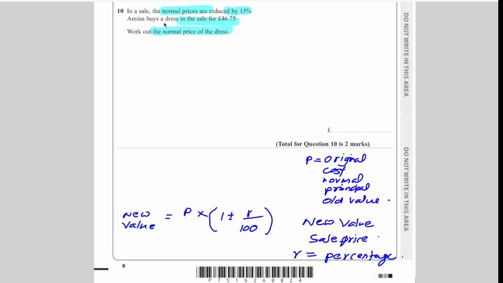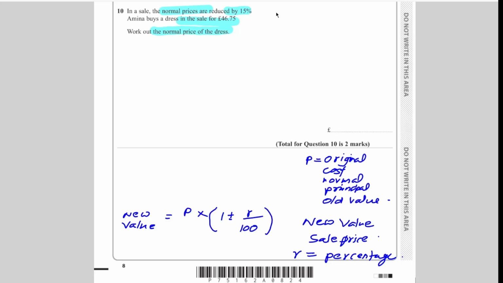In a sale, the normal prices are reduced by 15%. Then the old value, or the original value, is the one that is reduced. In this percentage question, you always have to know how to differentiate what the old one, the original one, is, and what the new one is. It is super important.